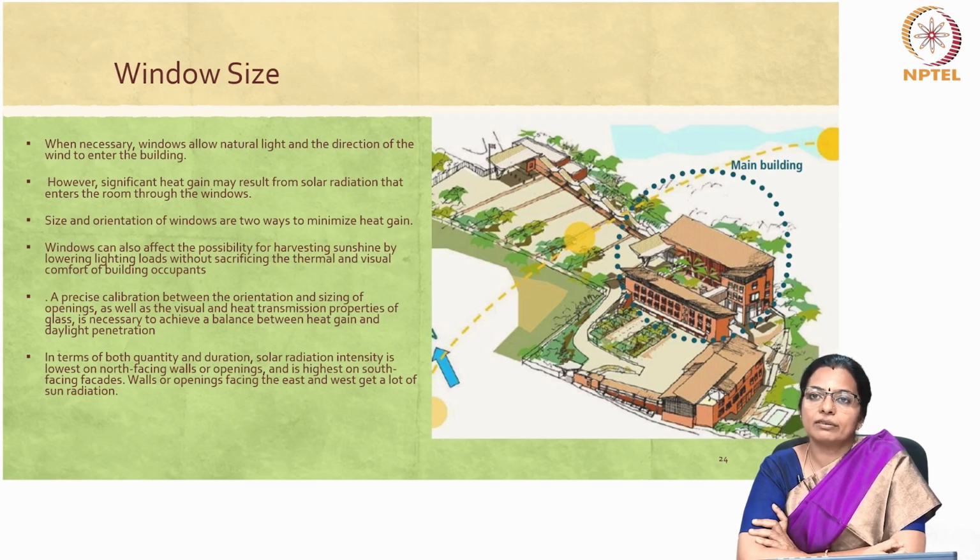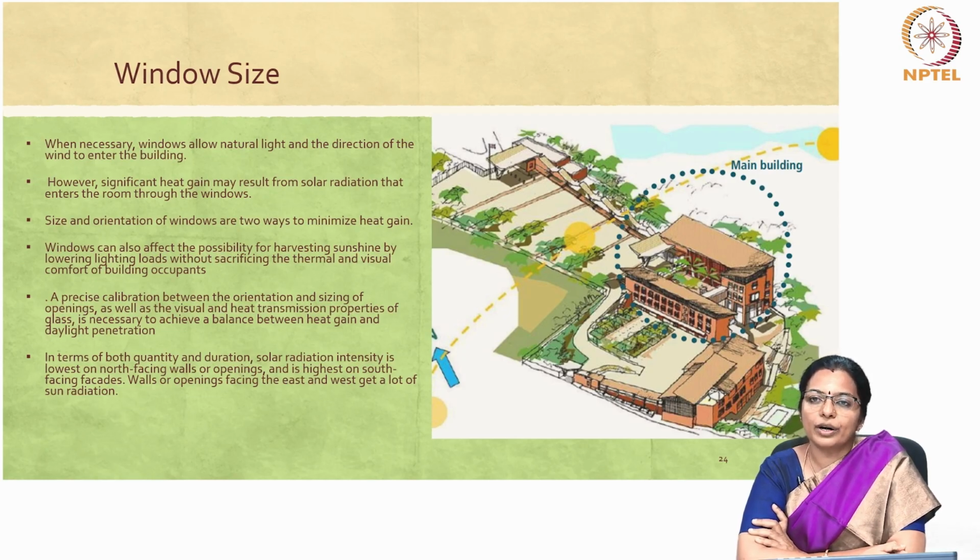Windows can also affect the possibility for harnessing sunshine by lowering lighting loads without sacrificing the thermal and visual comfort of building occupants. A precise calibration between the orientation and sizing of openings as well as the visual and heat transmission properties of glass is necessary to achieve a balance between heat gain and daylight penetration.